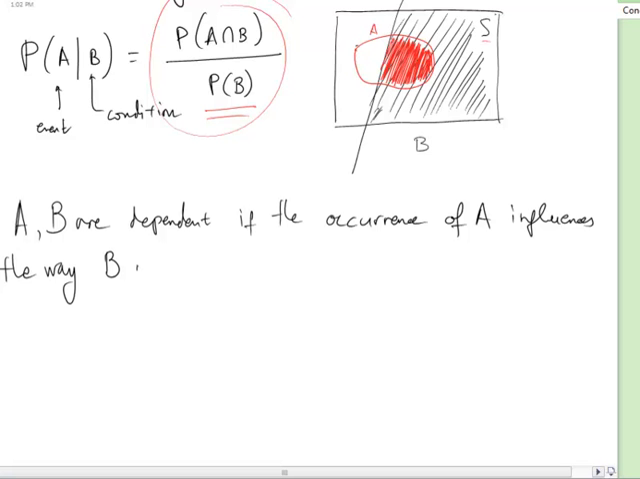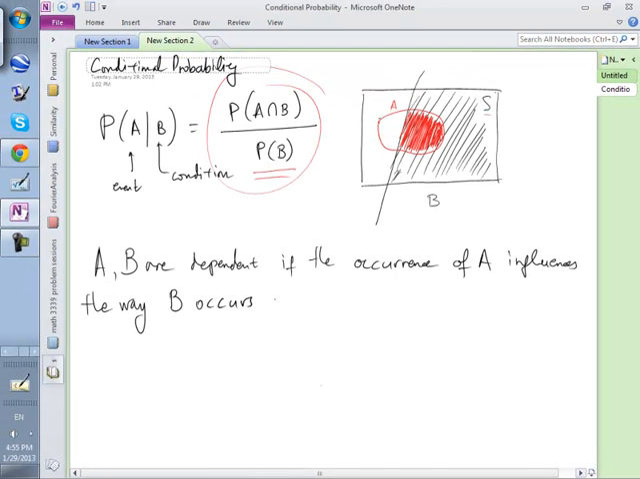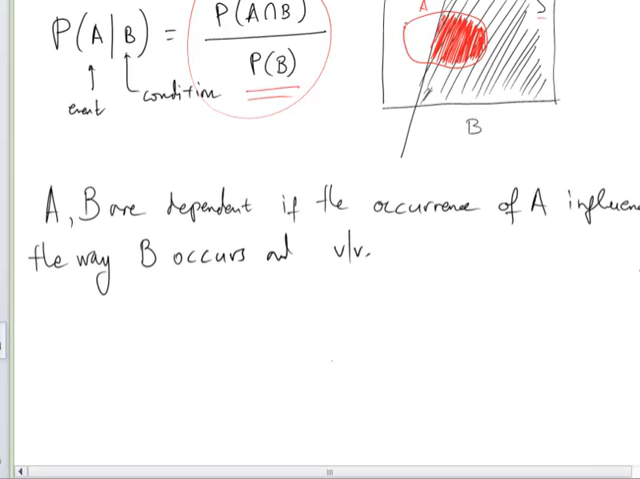B occurs, and vice versa. So if they don't influence the way they occur, A and B, then they would be called independent events. Okay, so this is not a mathematical definition, but it's a rule of thumb, a criterion to judge whether two events are dependent or independent.